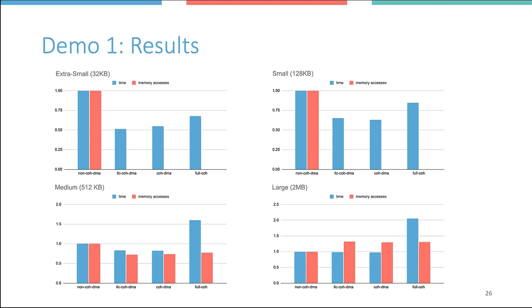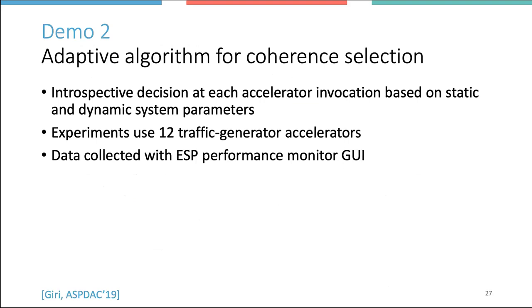But the key takeaway here is that no coherence mode performs the best in all situations, even though we're always using the same accelerator. So this leads us into the next demo, which is on an adaptive algorithm for coherence selection at runtime.